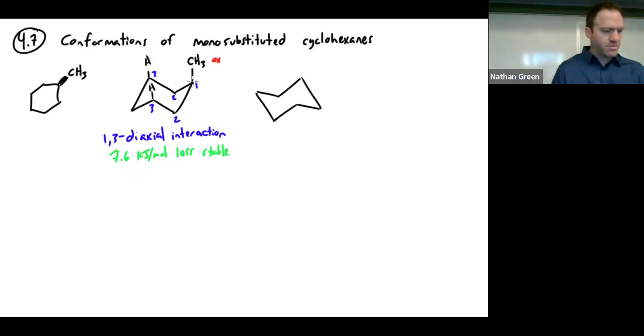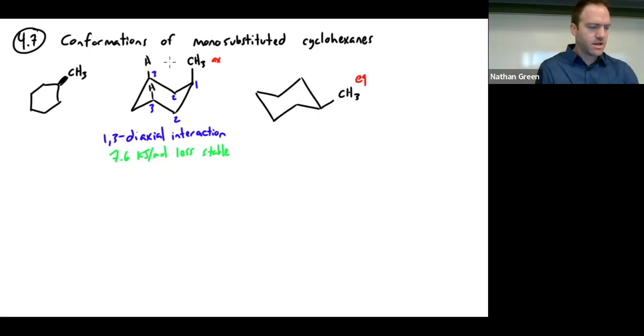When we do our chair flip, this carbon on the far right is still going to be this carbon on the far right over here. The methyl group is still above the ring. Is above the ring at this position axial or equatorial? Equatorial. So what's going to happen is our axial methyl group is going to flip into an equatorial methyl group. There is no energy penalty as far as the axial interactions are concerned when the methyl group is in the equatorial position.